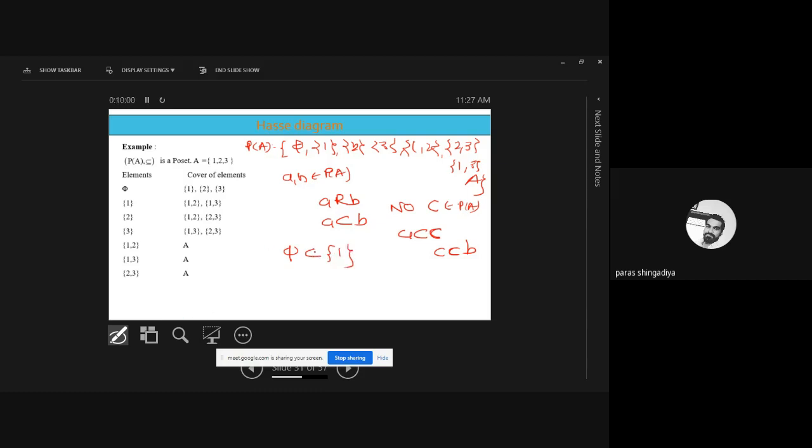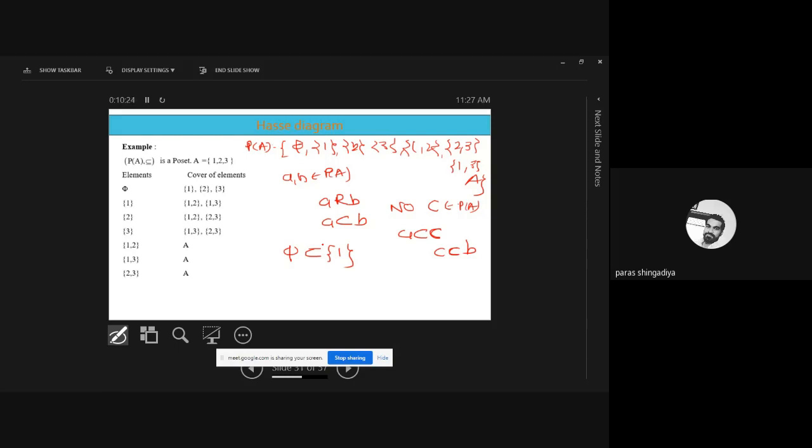5 is a subset of singleton 1, clear? And singleton 1 is a cover element of 5. If 5 is a subset of 1, the first condition is true. Now in between 5 and 1 in the set, there is no third element that exists which we can consider as a C.